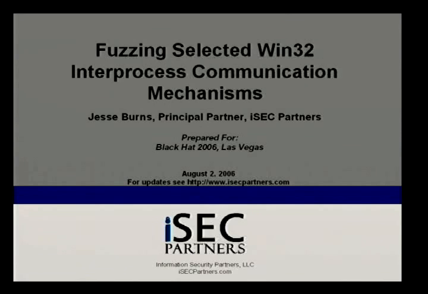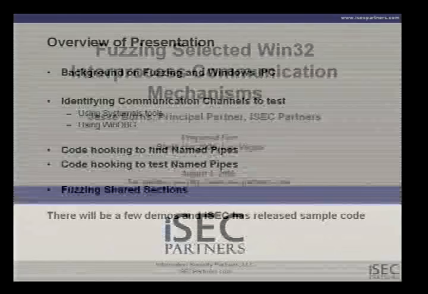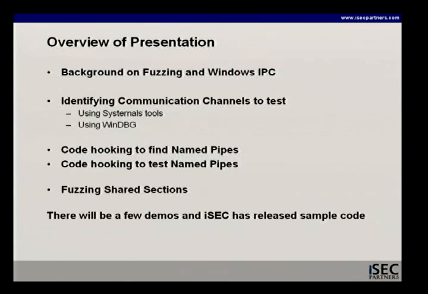I'm going to talk today about fuzzing selected Win32 inter-process communication mechanisms. I'm going to focus on just a few of them because there's a huge number. What a Win32 IPC mechanism is, is one of the things I'll cover, but I'm looking more at things that are specific to Windows programming, not Berkeley sockets type stuff.